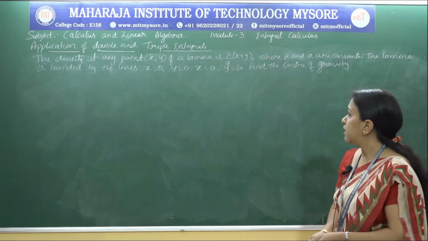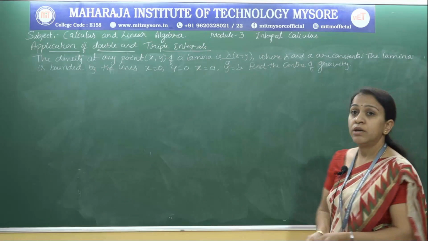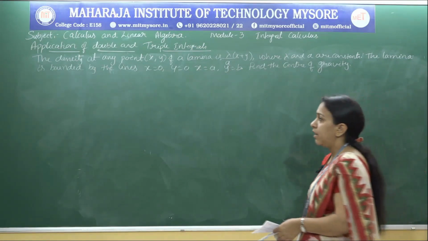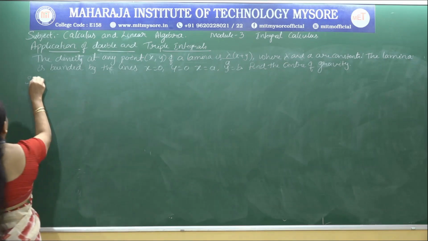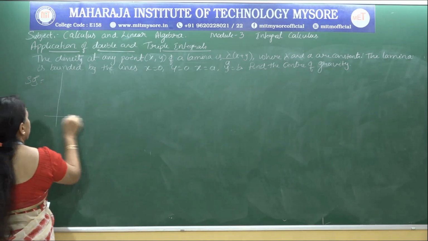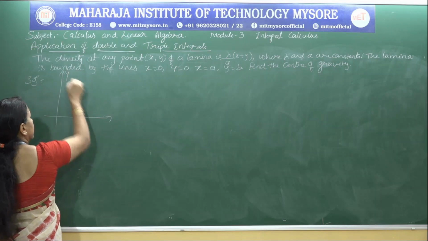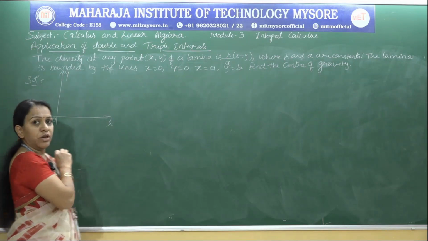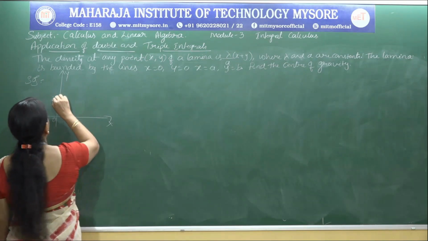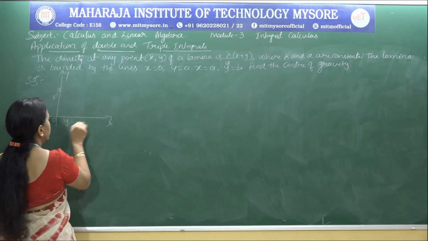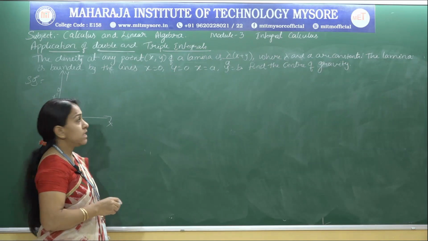Okay. So construct the given curve, or rather find what the given lamina is. So using the given lines we can construct it, that is the x and y axis and origin, right. So x equal to 0 is nothing but the y axis, y equal to 0 is the x axis, right.